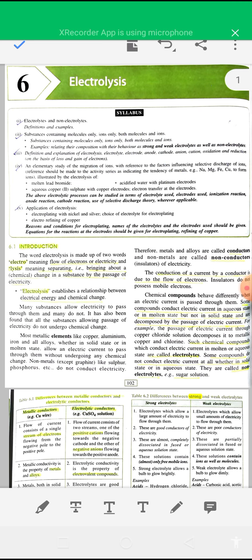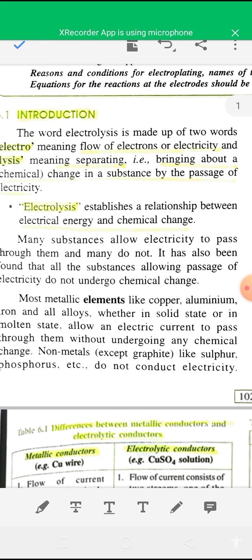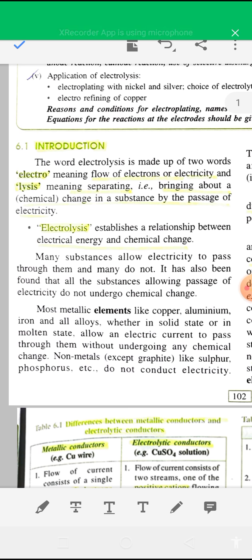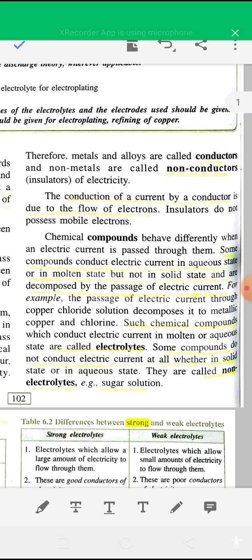Generally we know that metals are good conductors of electricity. Metals like copper, gold, iron, aluminium are good conductors of electricity because they have a huge number of free electrons. And generally non-metals are non-conductors of electricity because they do not have free electrons. So due to the presence of free electrons, metals are good conductors of electricity.